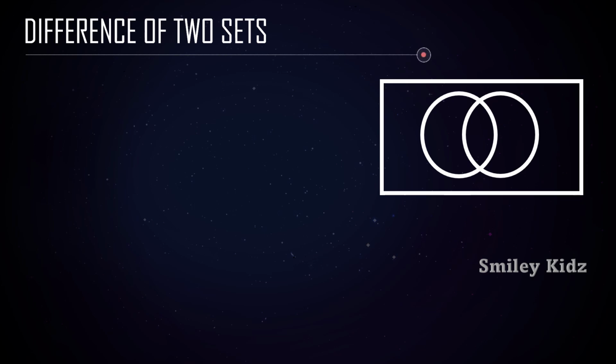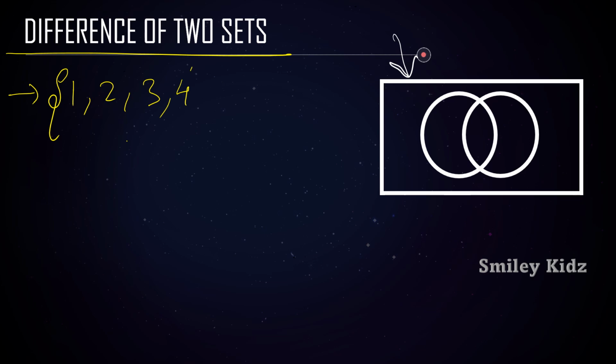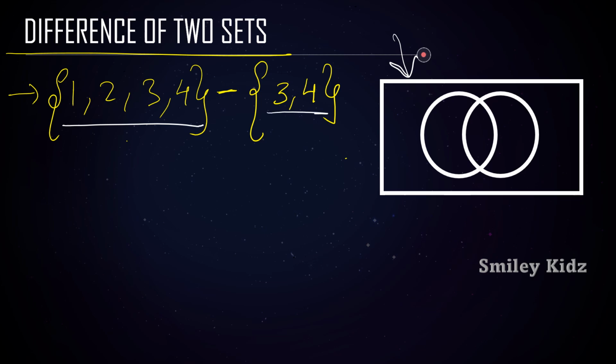Difference of two sets. Yet again, let's focus on the Venn diagram that is there over here. Now, before I even talk about this diagram over the screen, I want to take several examples to understand difference of two sets. Okay, let's suppose 1, 2, 3, 4 is one set where I'm going to subtract 3, 4. Now tell me what would be the result? Well, from this set you're subtracting 3 and 4. That means 3 and 4 elements are gone. Now you're going to have 1 and 2. That will be your answer.